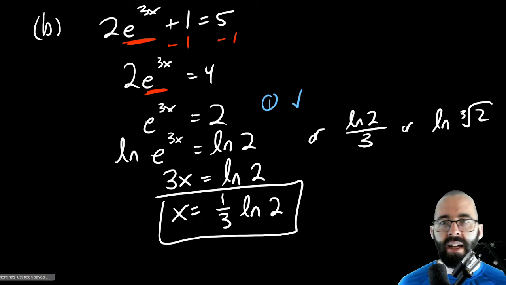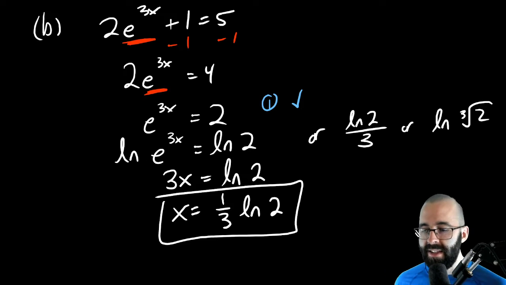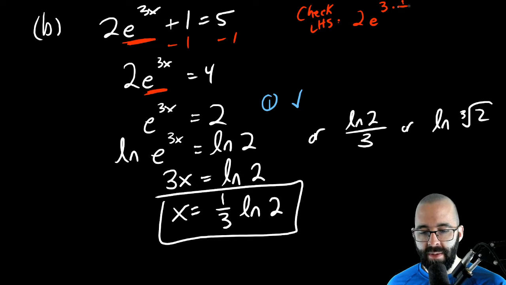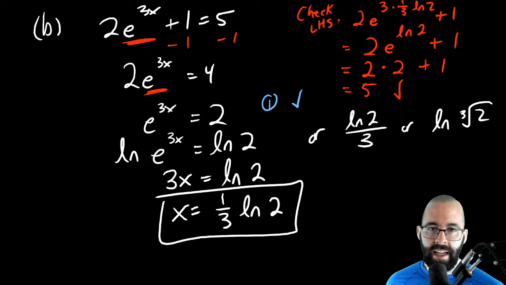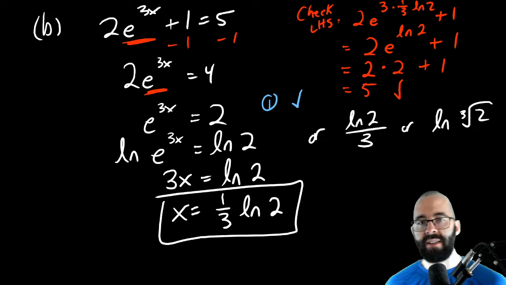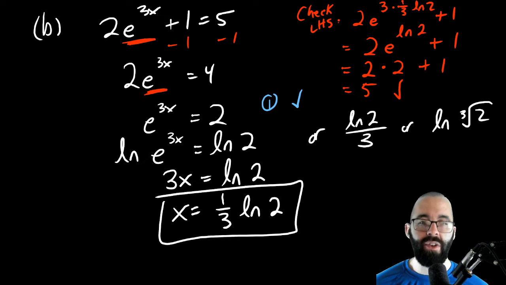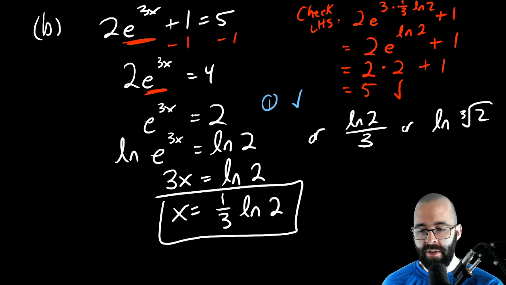All right. We could check our answer here. This one is actually really good practice to check your answer. You look at the left-hand side: 2 times e to the 3 times 1/3 ln 2, plus 1. The 3 and the 1/3 cancel, e to the ln 2. Again, these are inverse functions. E to the ln of 2 cancels to just become that exponent. 2 times 2 plus 1 is 5, just like we wanted. It's good practice to do this by hand. I would highly recommend you do this as you're working through the problems.